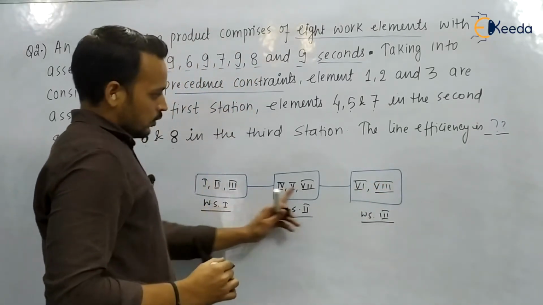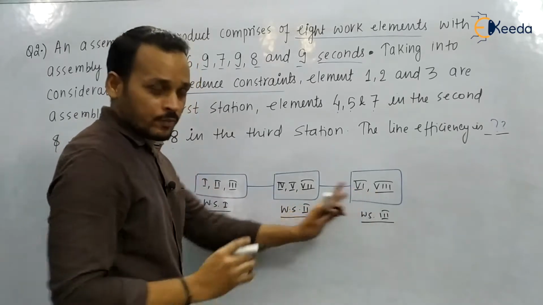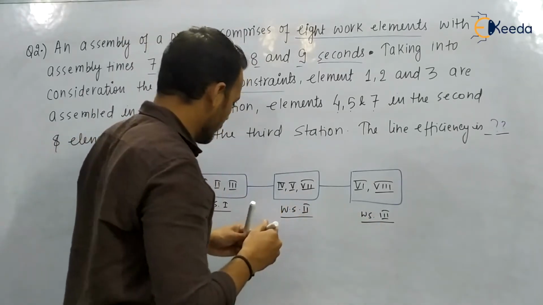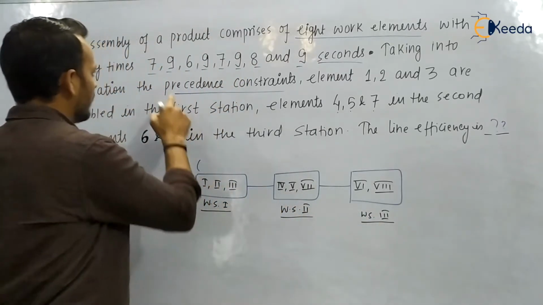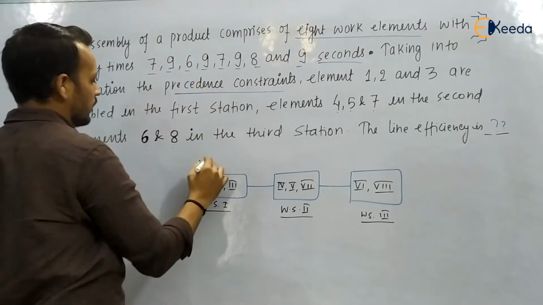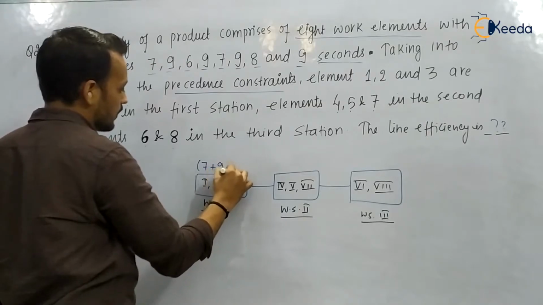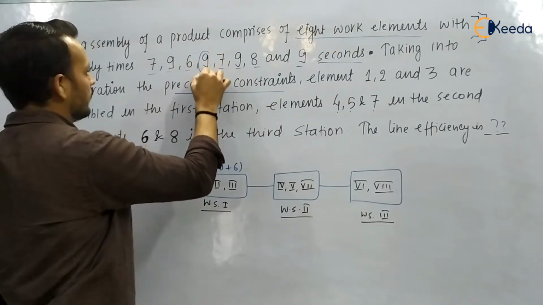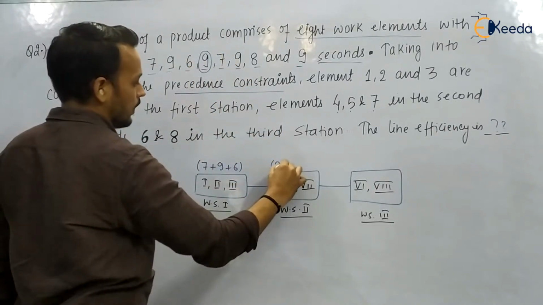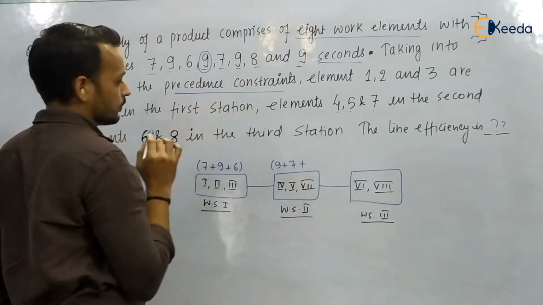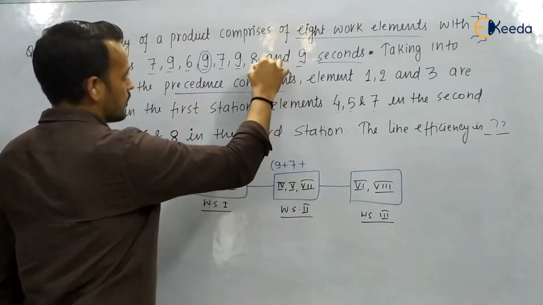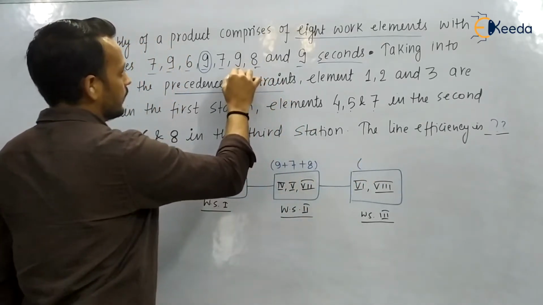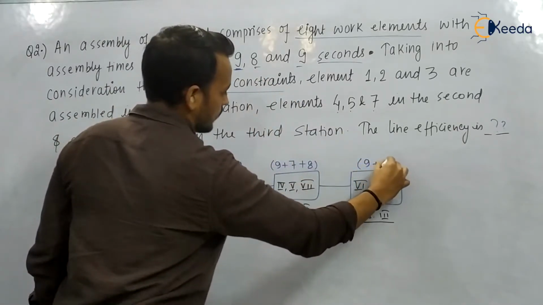So you can see all 8 work elements have been given to the respective workstations. For the first workstation, elements 1, 2, and 3, the times are 7 plus 9 plus 6. For 4, 5, and 7: for 4 it is 9, for 5 it is 7, and for 7 it is 8. For 6 and 8, it is 9 and 9 seconds.